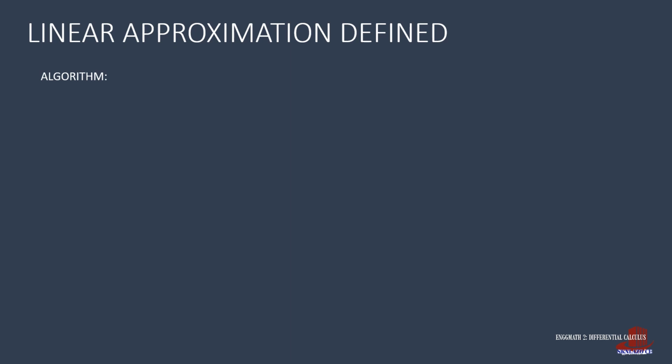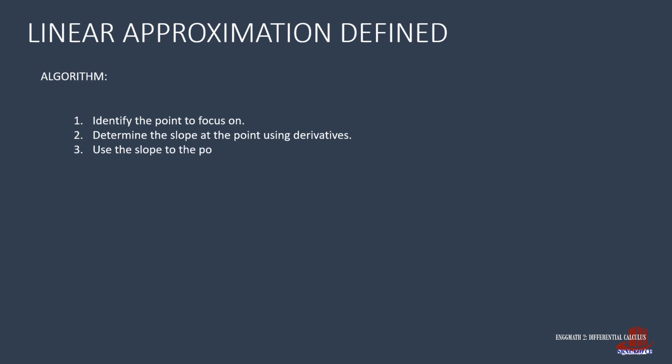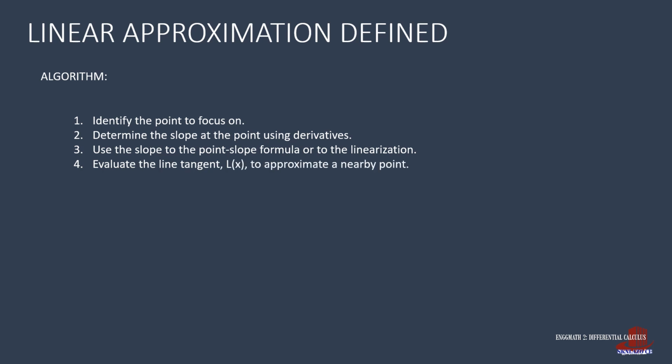With any given polynomial, root, or exponential function, linear approximation follows a specific algorithm, the first of which is to identify a point to take the tangent line with. Next is to find the slope of the tangent line using derivatives. The equation of the tangent line is determined by completing either the linearization formula or point-slope formula. And lastly, the application is then used to evaluate the linearization with a nearby point.